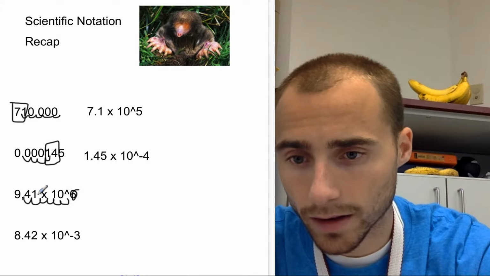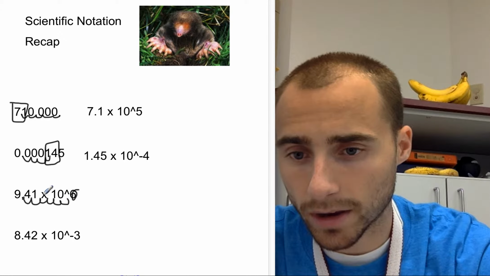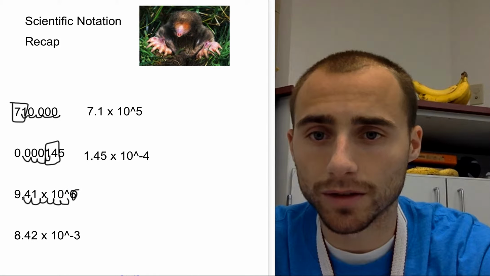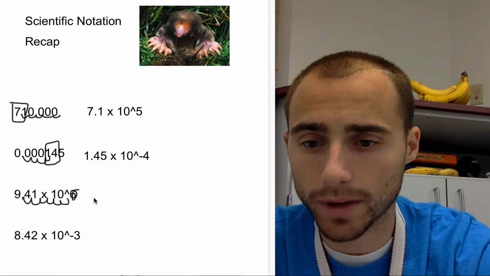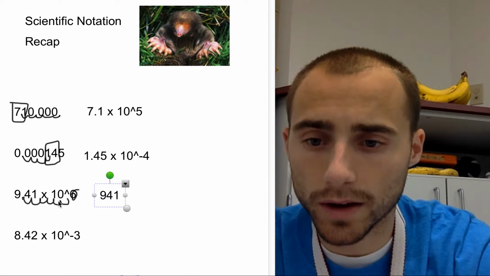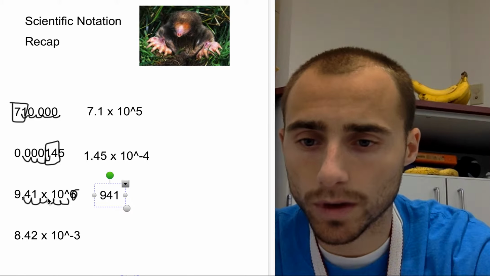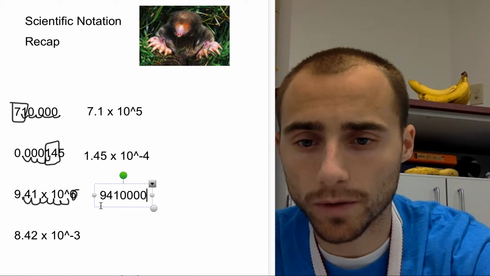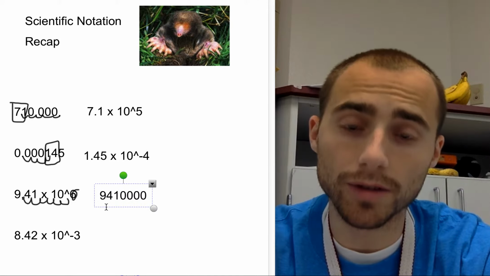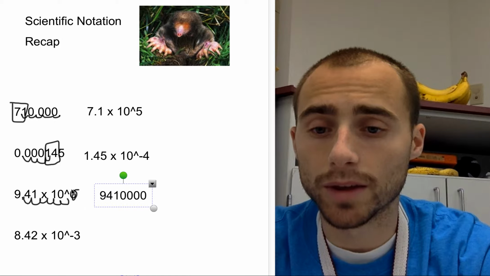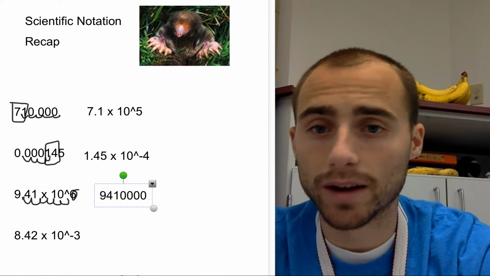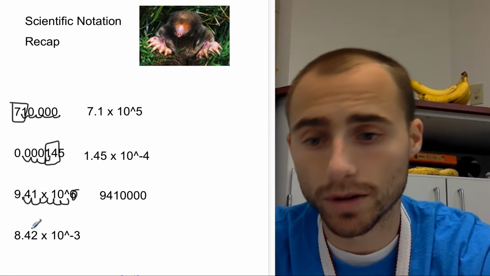So I'll be adding 1, 2, 3, 4 zeros to my answer because we want to fill in those little blanks there with zeros. So in the end I have 9, 4, 1, and then I add 1, 2, 3, 4 zeros to my answer. So in the end our number ends up being greater than 1 because we started with an exponent that was positive. Down here we have an exponent that is negative. So our answer is going to end up being less than 1.